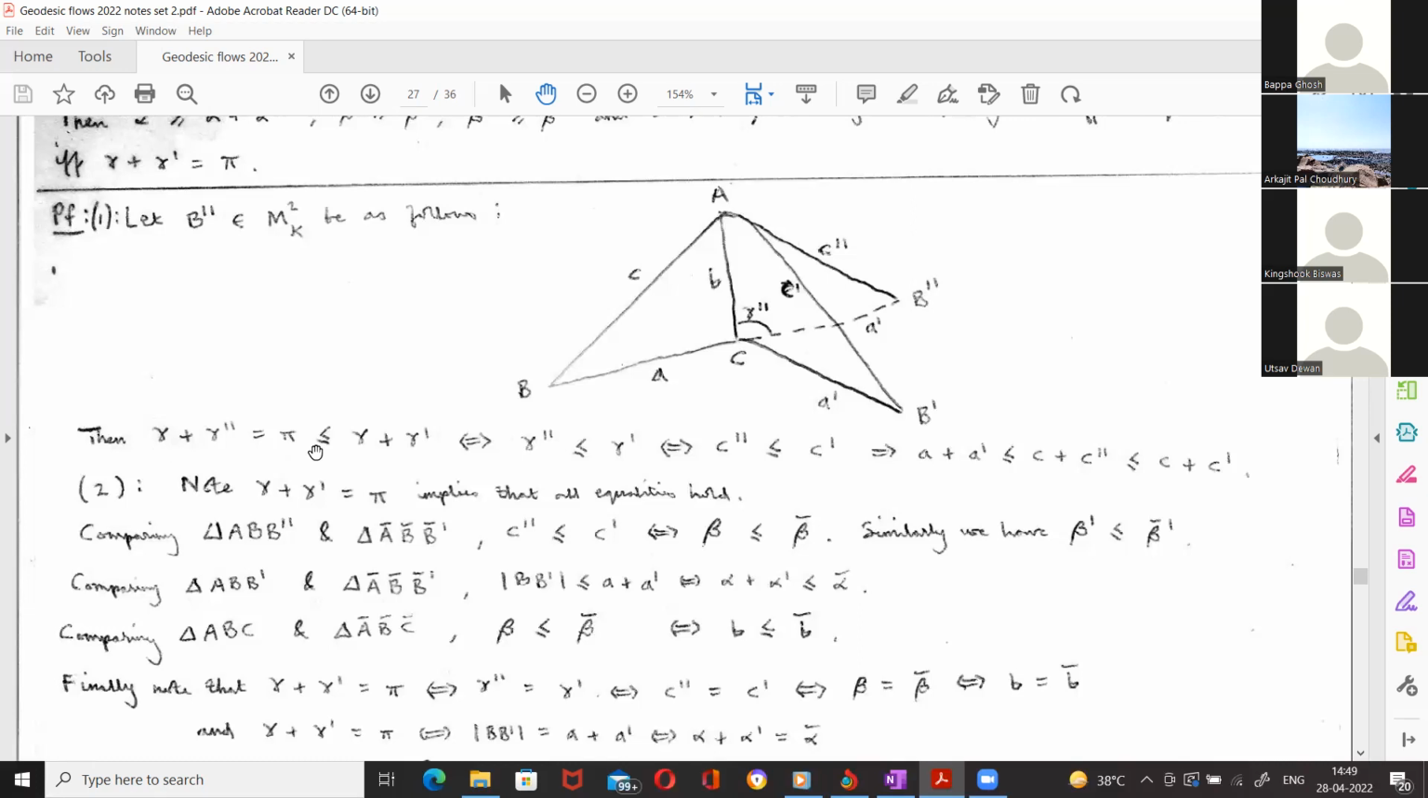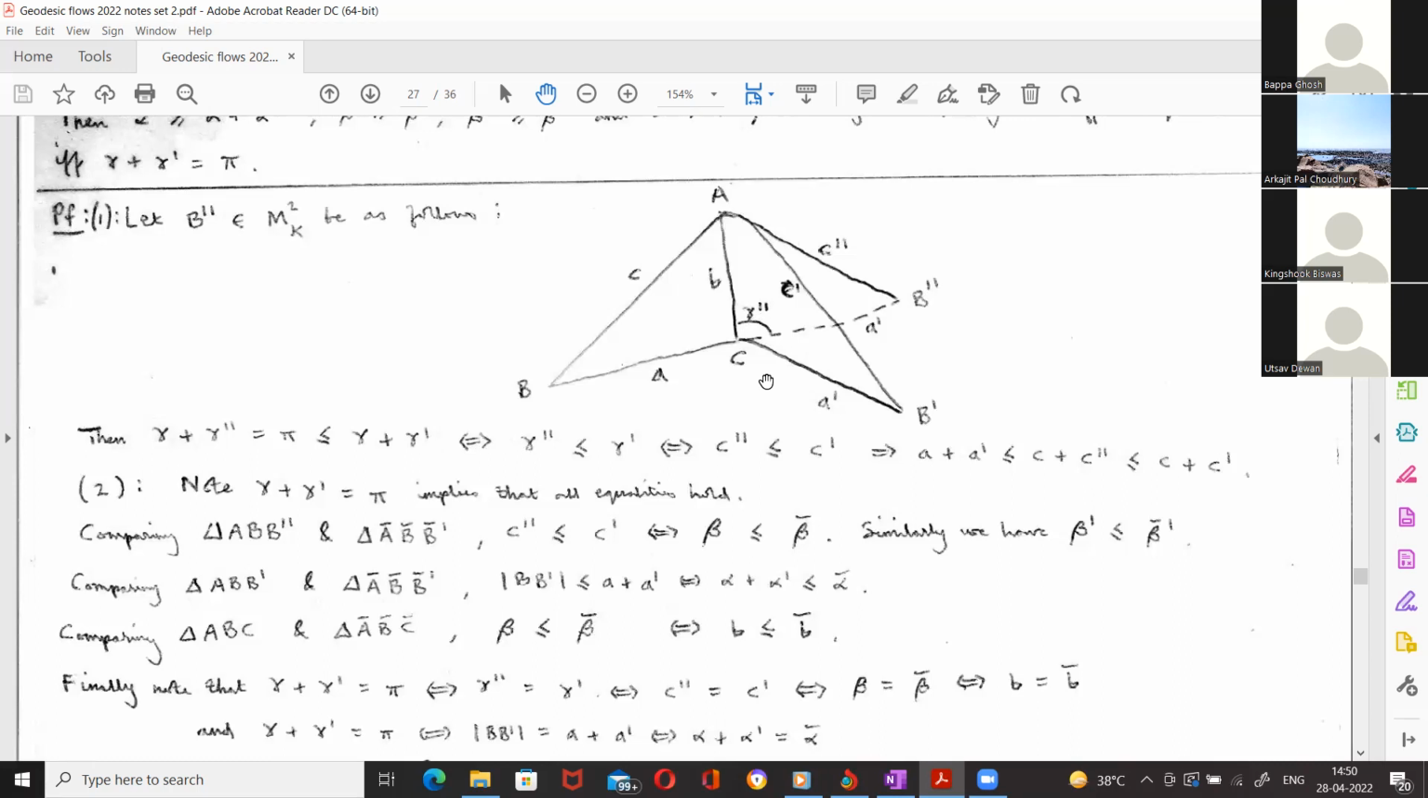And this is less than or equal to gamma plus gamma prime, right? I'm given that gamma plus gamma prime is greater than or equal to pi. So I can cancel gamma from both sides. What I get is that gamma double prime is less than or equal to gamma prime. That I can see, of course, in this picture.